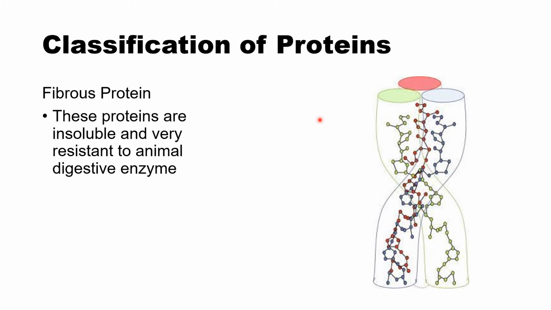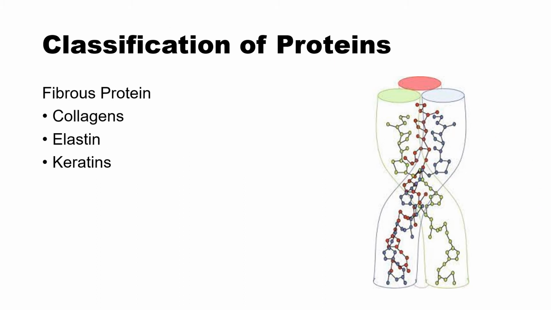As a definition, what you should always remember about fibrous proteins is that they are insoluble because they are resistant to animal digestive enzymes. That is one reason why they became insoluble. So, that is the fibrous protein. Now we have the types of fibrous protein.